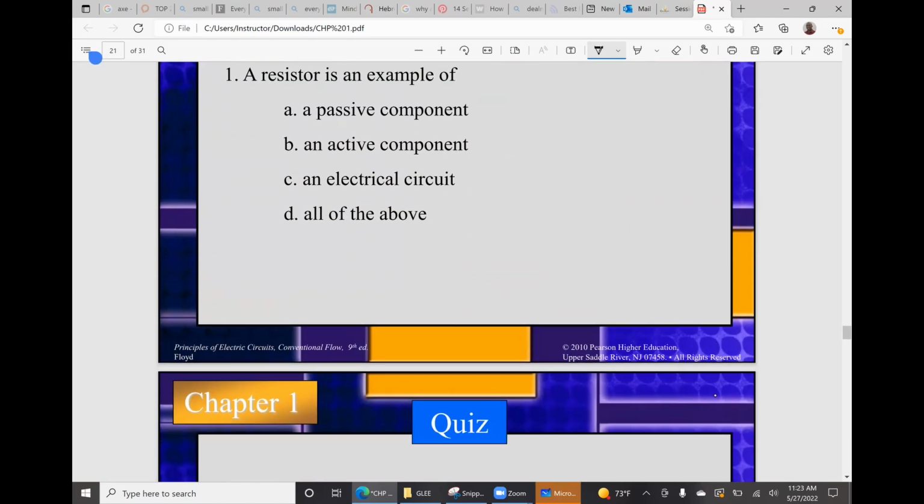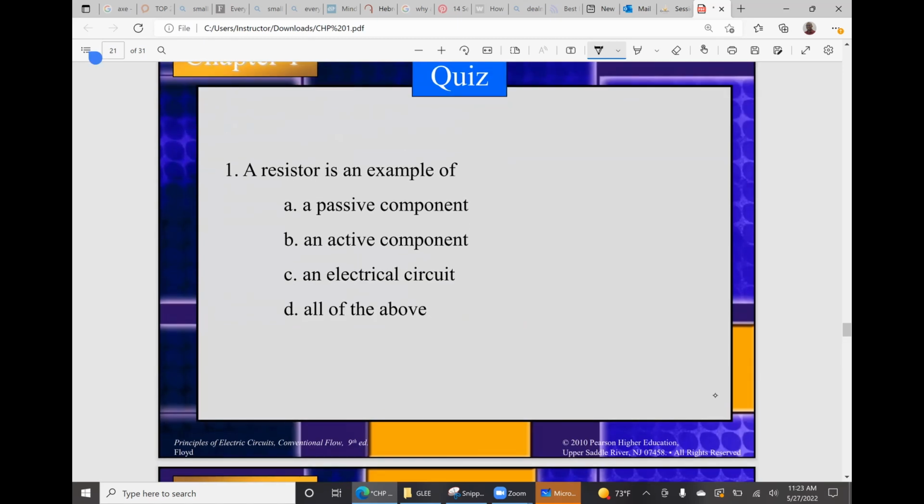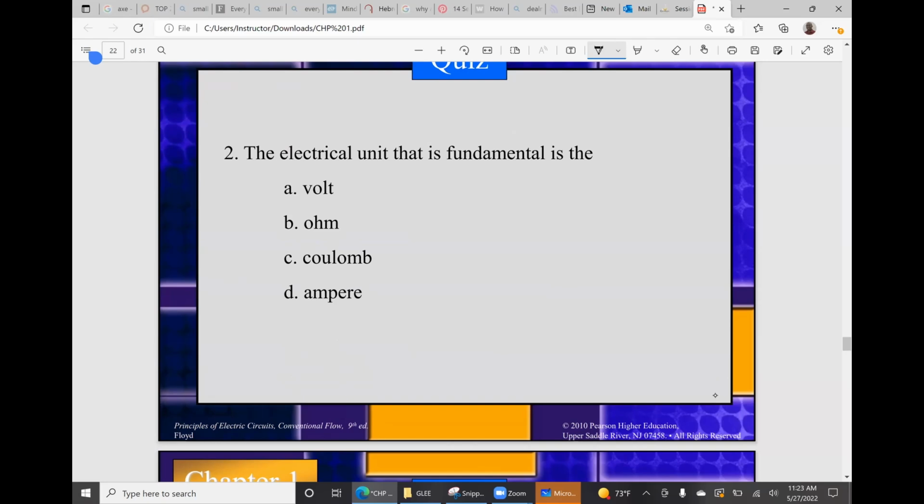Okay, so we have a small quiz before we go to the next one. It says a resistor is an example of a passive component. The electrical unit that is fundamental is the ampere. That's for current, right?